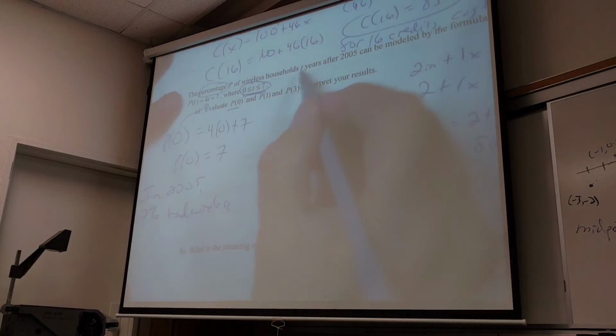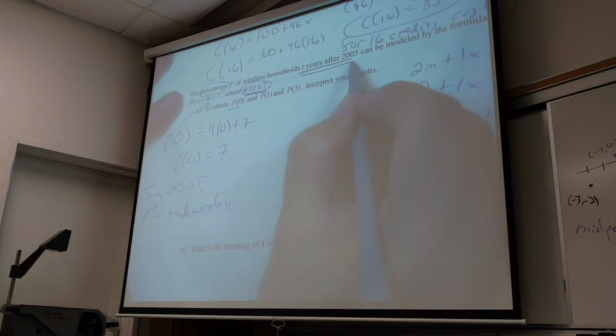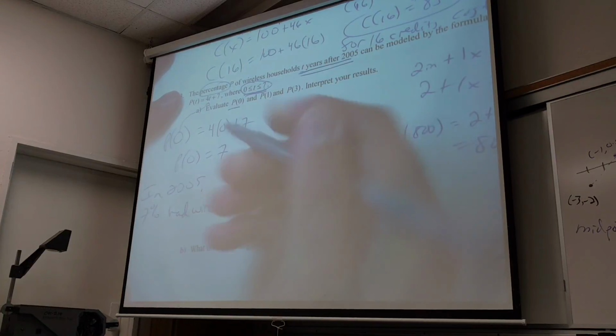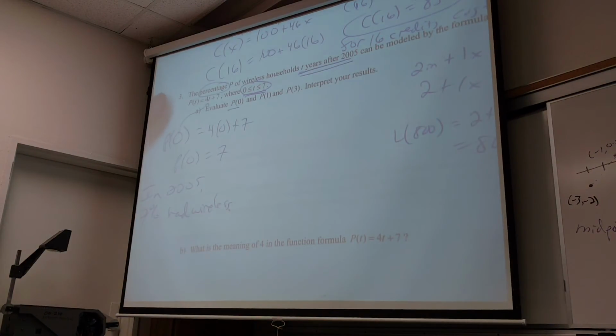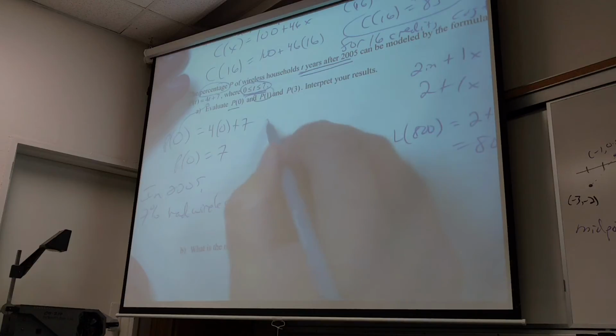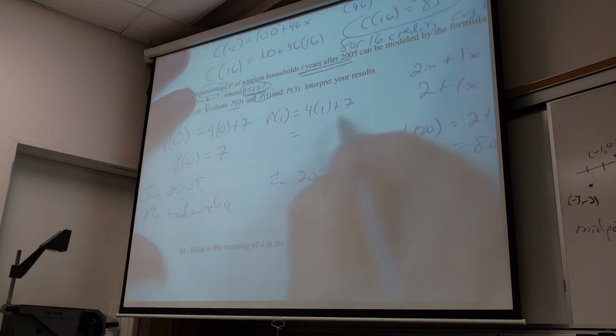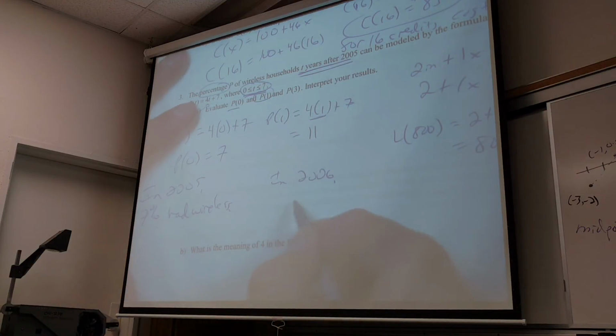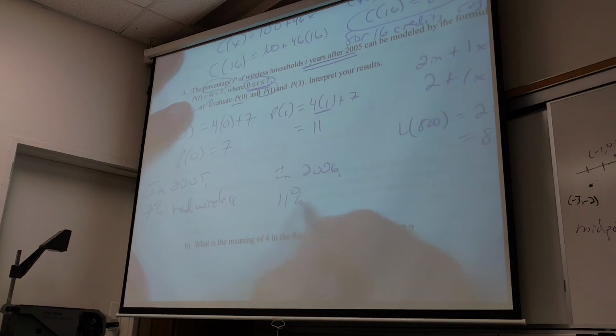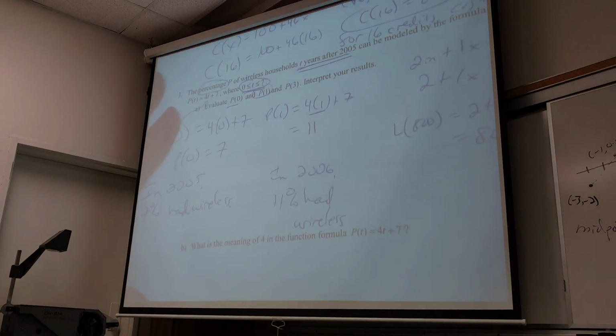You have to be really careful about t being years after 2005, so you understand what t of 1 means, t of 3, whatever. So how about P of 1? 2006. Good, so I know in 2006. So what do you get when you plug a 1 in? Oh, 4, 1. Careful, I'm adding. 11. Yeah, 4 plus 7, 11. So in 2006, 11% had wireless. Did it work? Well, no, but oh well.